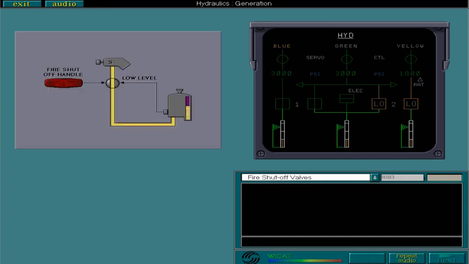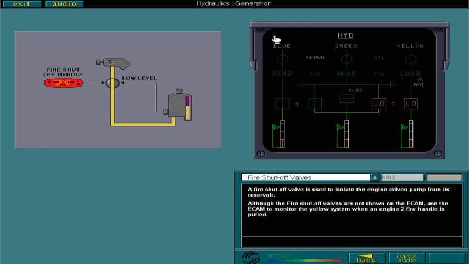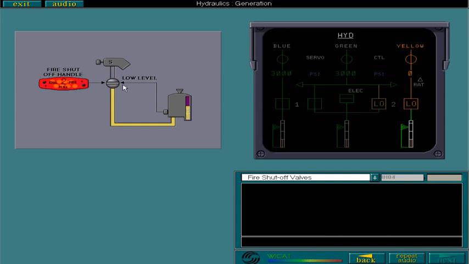A fire shut-off valve is used to isolate the engine-driven pump from its reservoir. Although the fire shut-off valves are not shown on the ECAM, use the ECAM to monitor the yellow system when an engine 2 fire handle is pulled. Pull the corresponding fire handle to close the fire shut-off valve. The valves close, isolating the hydraulic fluid from the burning engine. As a result, the pressure falls in the corresponding pump.